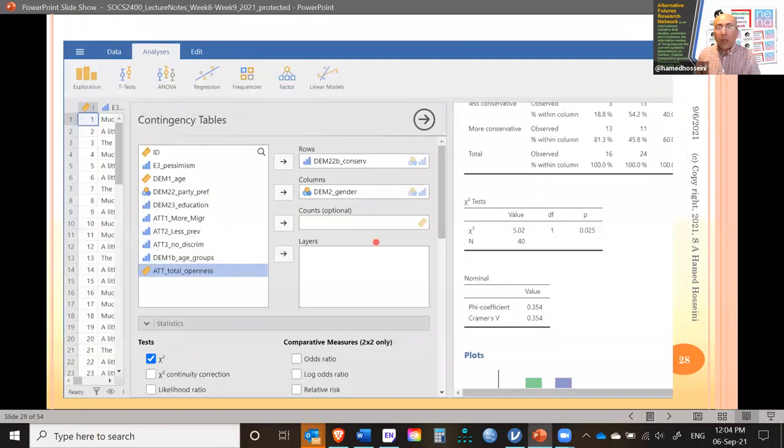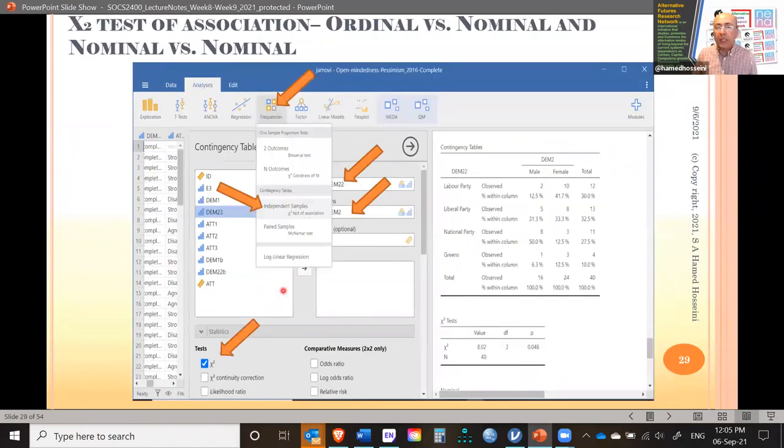Okay, how do we do that? Well, you go, again, to frequencies, and then inside the frequencies, you go to contingency tables or chi-square, and then you choose 22B, which is conservative, and then you always put the independent variable, gender, into the columns. And you tick a number of other boxes, as I have shown. In this case, we have chosen political parties and gender. We wanted to see what political parties people are voting for.